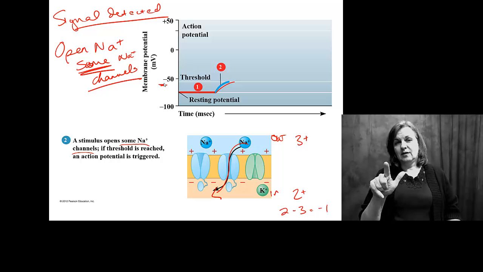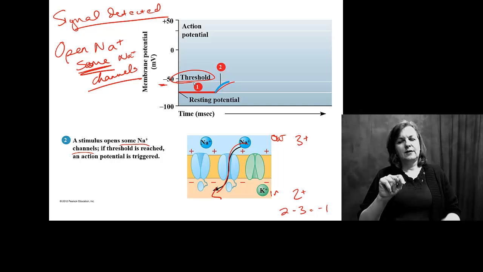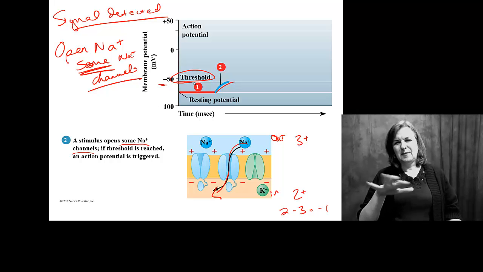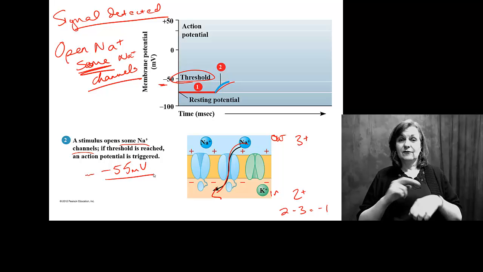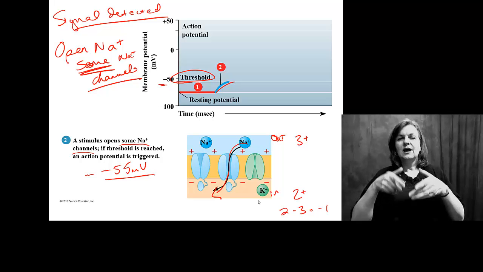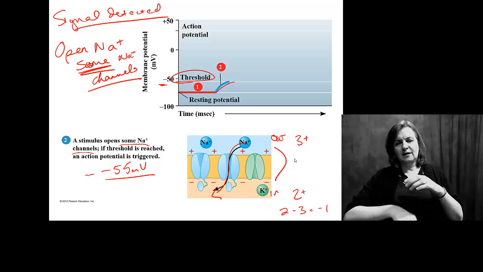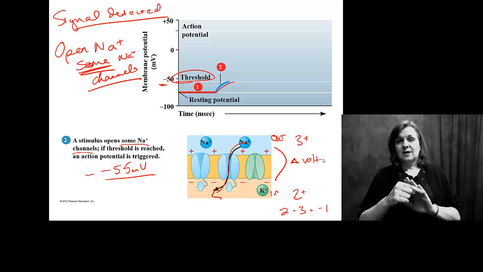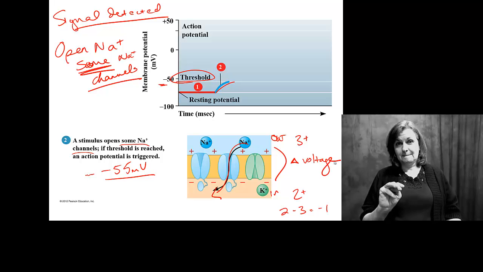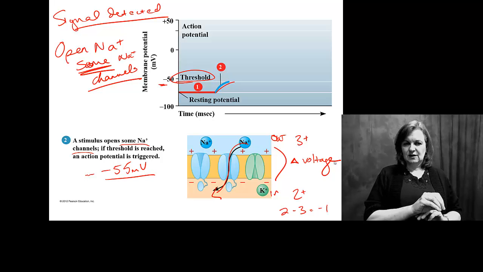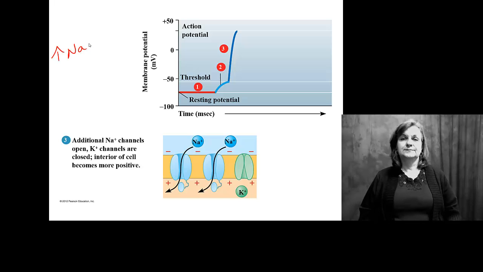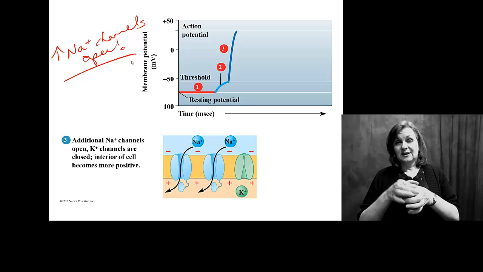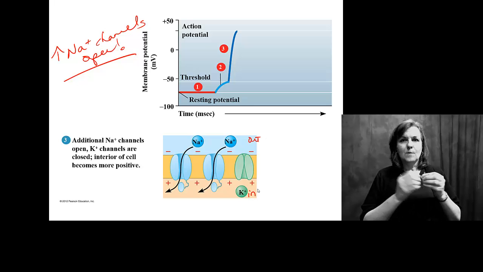What we want to see is if we reach what we call a threshold. If we reach the threshold, which is about minus 55 millivolts, if we let enough positives in that membrane voltage difference is now about minus 55 instead of minus 70, then we open more sodium channels. If you open more sodium channels, more sodium rushes into the cell.